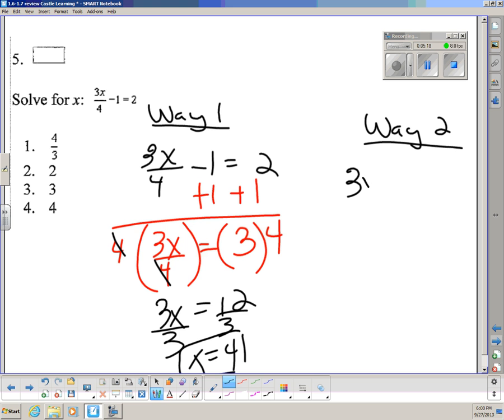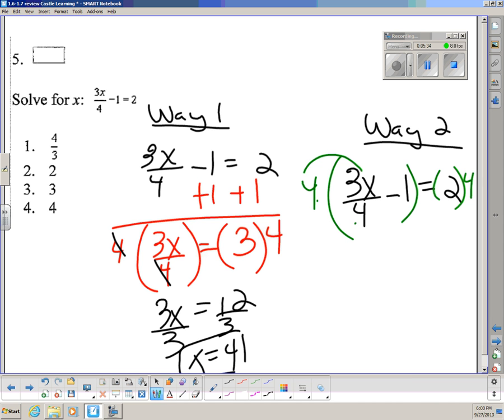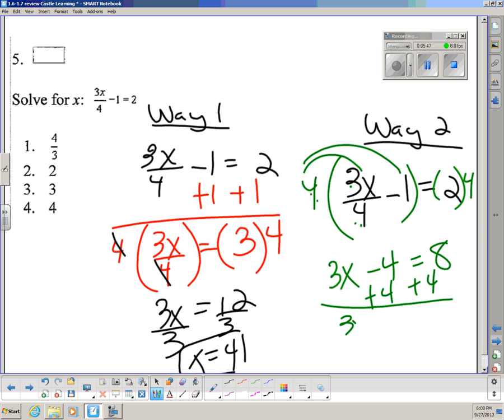Or I could take the equation originally and multiply by 4 first. Either way works. Multiplying by 4, 4 times 3 is 12. 12 divided by 4 is 3. Or you can do math, divide and then multiply. 4 divided by 4 is 1, times 3 is 3. Either way, you're going to get 3x. 4 times negative 1 is negative 4, equals 2 times 4 is 8. Add 4 on both sides, I would get 3x equals 12 again. Equivalent equations, divided by 3, and x is 4. So either way, we get 4.